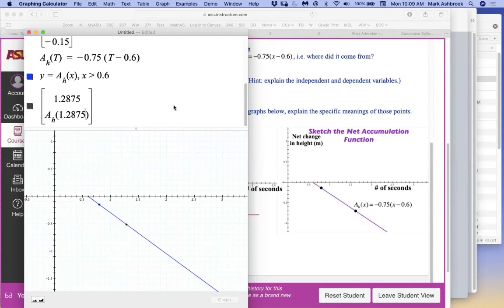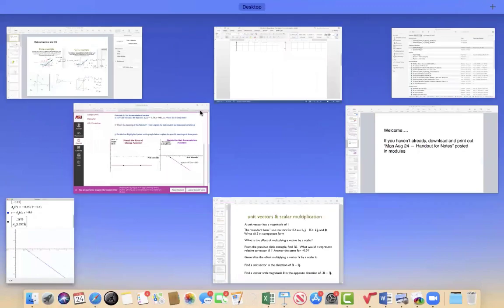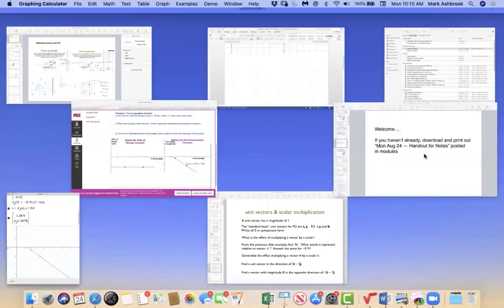Okay, so let's jump into new material. Got a lot to cover here and 15 minutes to do it, so here we go. Where am I? Up there. Oh, here we go. Okay.